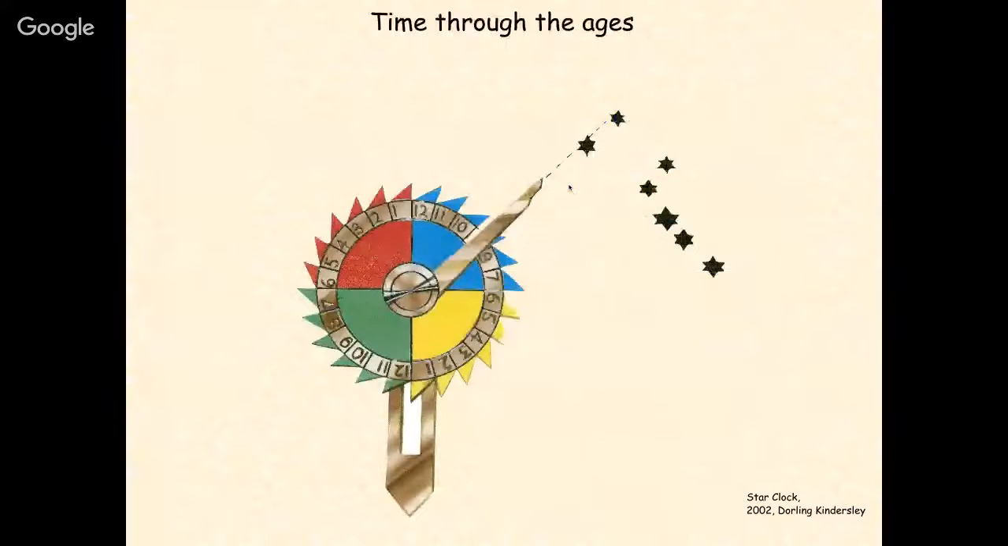So time through the ages is what we're going to talk about. This is an appropriate little piece of artwork because it's going to be about clocks and their relationship to the celestial sphere, objects on the celestial sphere, whether that be the planets, particularly the moon, or the stars.